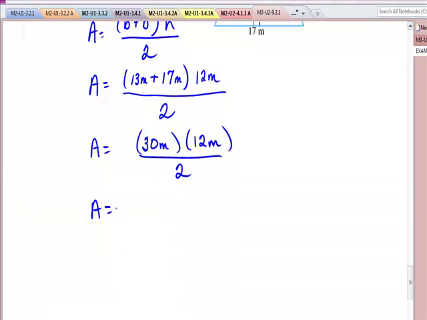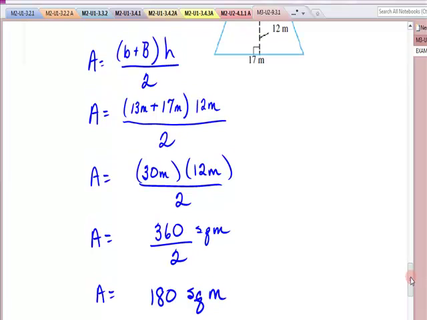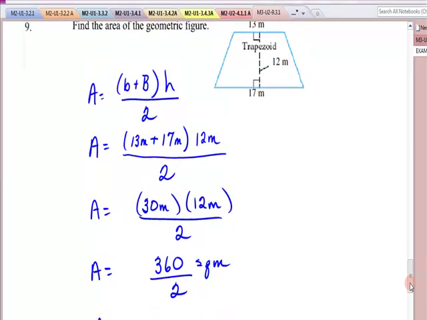So I'm trying to show all my steps. I have 30 times 12 gives me 360, and meters times meters gives me square meters. And it is over 2. Don't forget to divide by 2. So it is 180 square meters. You might be able to do this in fewer steps, but I want you to start with the formula, plug in the numbers, and then you might not have to write down every one of those steps, but I wanted to in the notes.